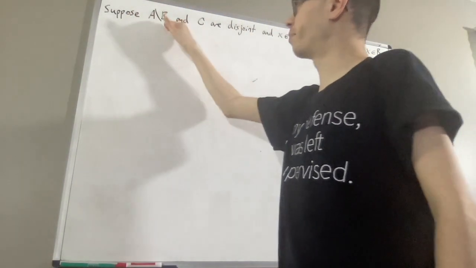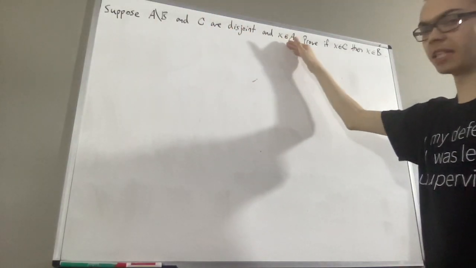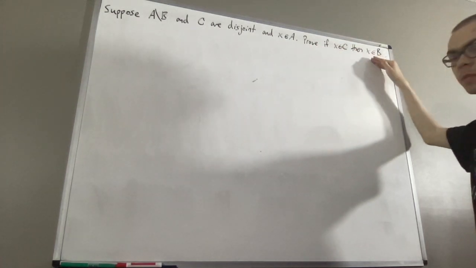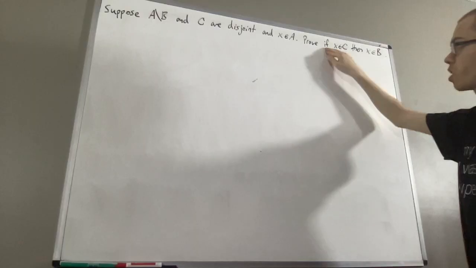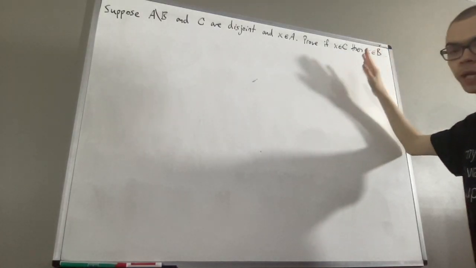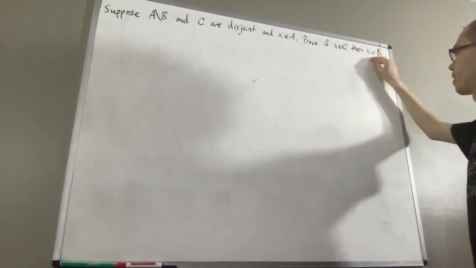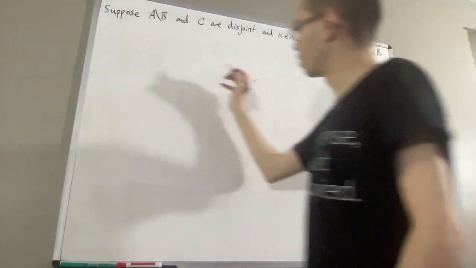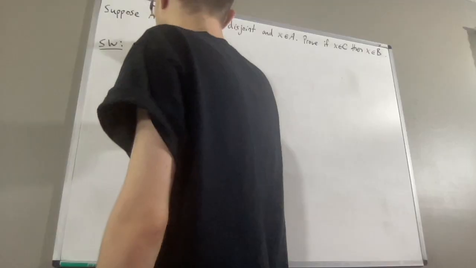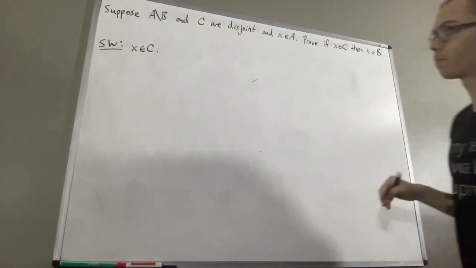Suppose A set minus B and C are disjoint, and suppose X is an element of A. Prove if X is an element of C, then X is an element of B. So again, we're trying to prove a conditional statement. So let's first try to prove it the standard way. Right? We'll make the assumption that X is an element of C, and we're going to try to logically deduce that X is an element of B. So for our scratch work, we'll make the assumption X is an element of C. We'll try to logically deduce that X is an element of B.